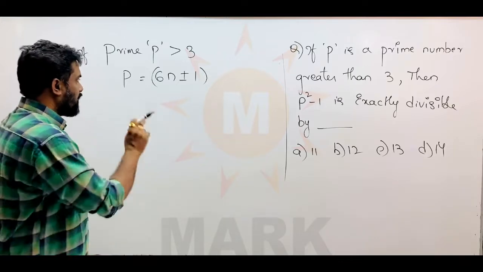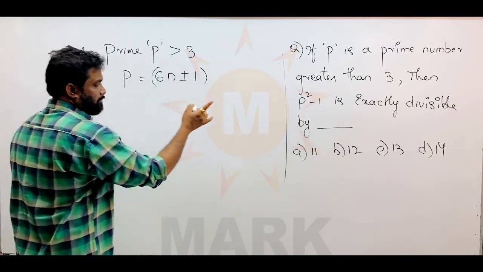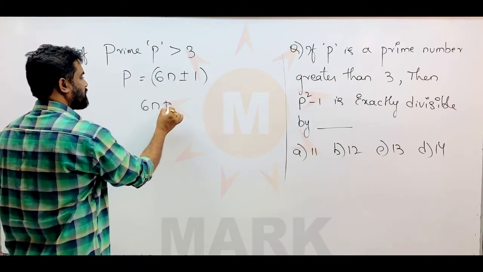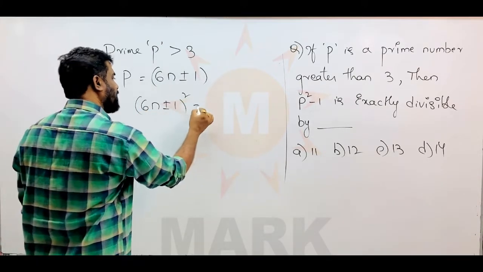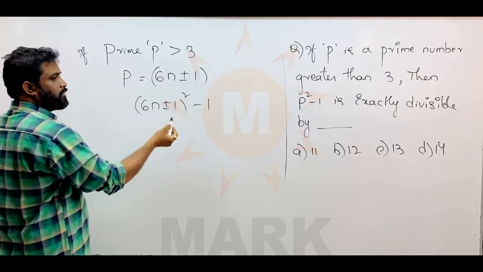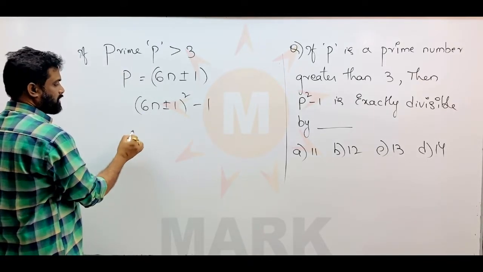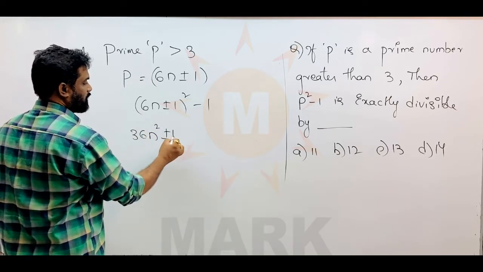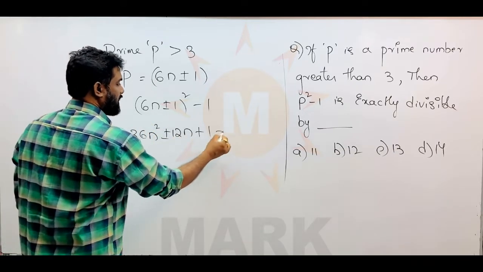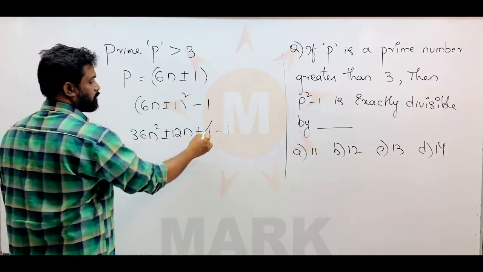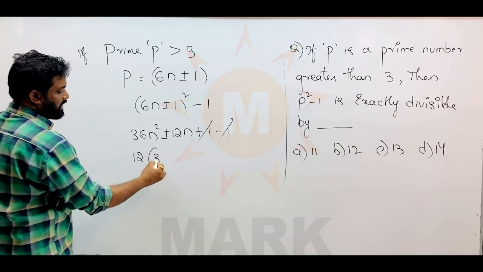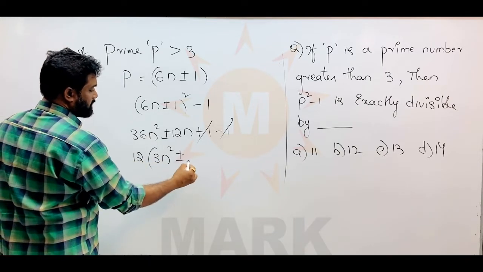So I am using this rule and I am writing p square minus 1, that means (6n plus or minus 1) whole square minus 1. Now I am expanding the formula: a square, that means 36n square, plus or minus 2 into 6, 12n, plus 1. After the bracket there is minus 1, so plus 1 and minus 1 get cancelled. I am taking 12 as common here: 12 times (3n square plus or minus n).